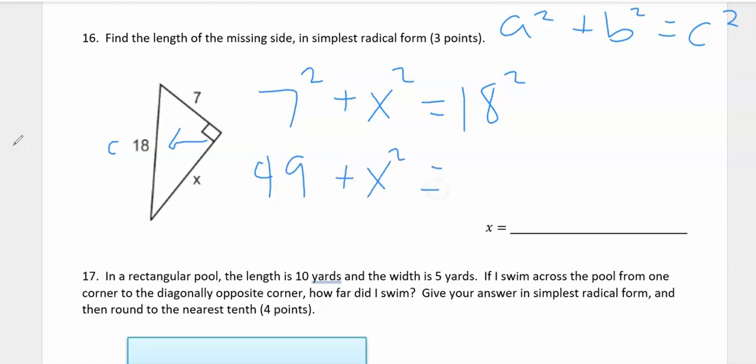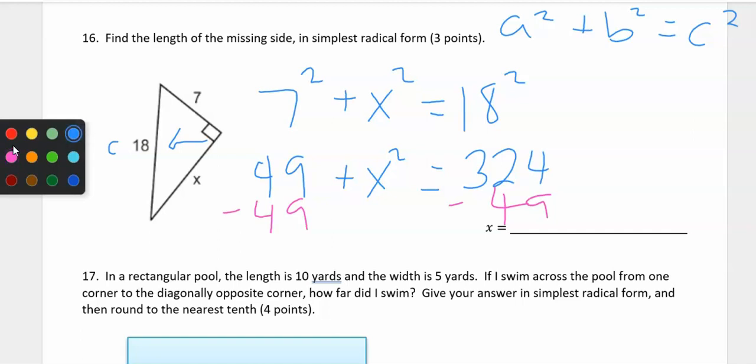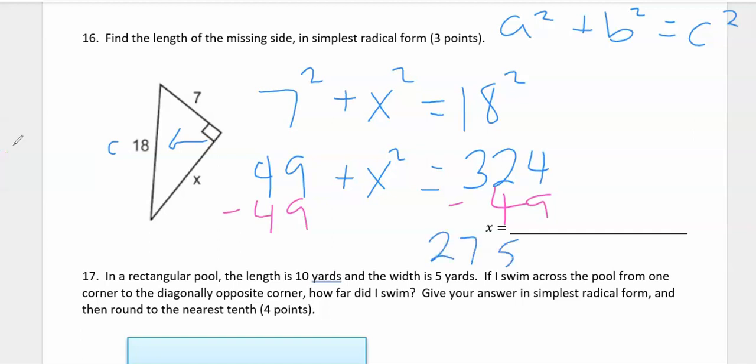18 squared, if you put that in your calculator, that's just 18 times 18, which is 324. You need to get x squared by itself, so you're going to subtract the 49 over. So 324 minus 49 is 275. I don't know why I have to write so big. Sorry.